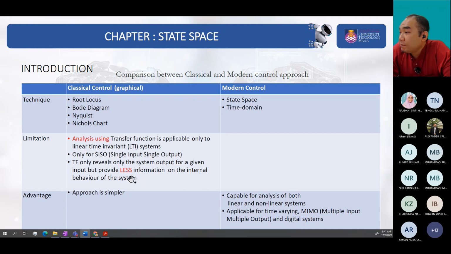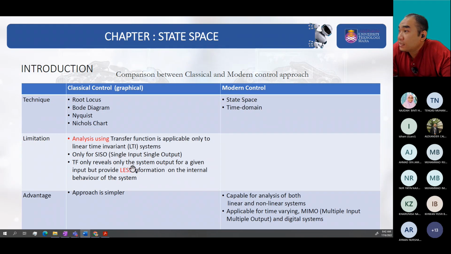And then we have to limit our system to be only on a single input, single output kind of system. Maknanya kamu ada satu input saja dan kamu ada satu output. Okay. And then the function only reveals the system output for a given input but provides less information on the internal behavior of the system. Right, itu limitation lah. Okay.